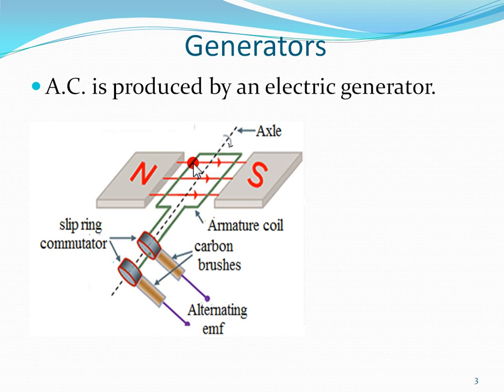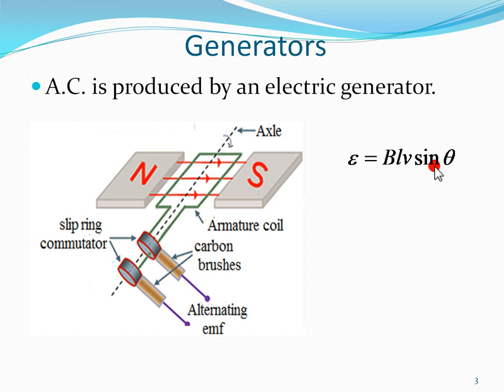So according to our lesson on motional EMF, an induced electromotive force of BLV sin theta is produced here. B is the magnetic field, L is the length of the coil, V is the speed, the tangential velocity or the velocity of that side of the coil at that particular instant.